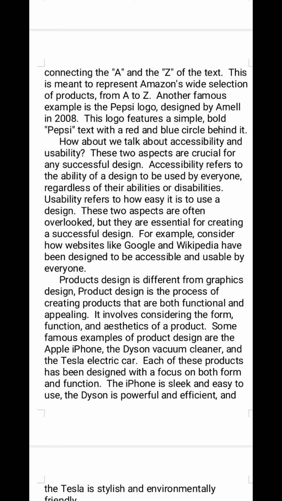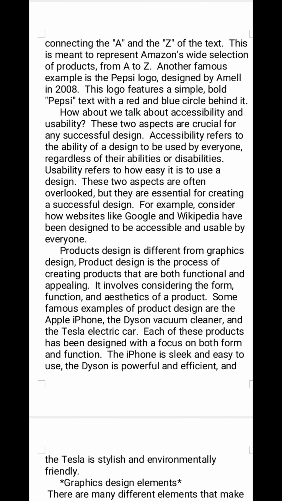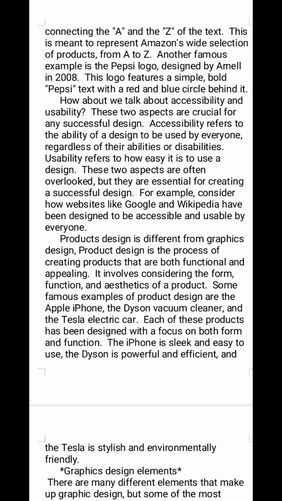How about we talk about accessibility and usability? These two aspects are crucial for any successful design. Accessibility refers to the ability of a design to be used by everyone. I was talking about children and adults that time. What is used by adults may be useless to children, and what is used by children may be useless to adults. But accessibility refers to a design that can be used by everyone. For example, quotes. You can design a weekly quote. This design can be used by anyone. It can be used in schools, in offices. You understand?